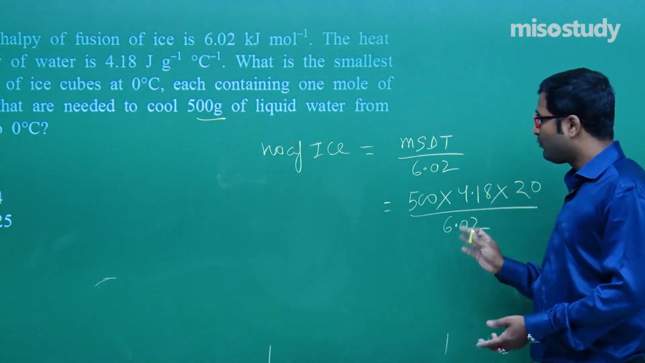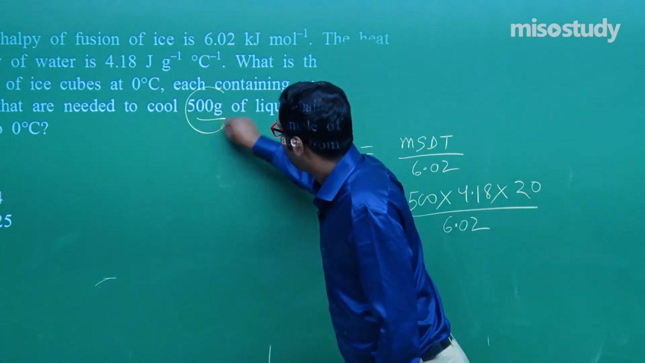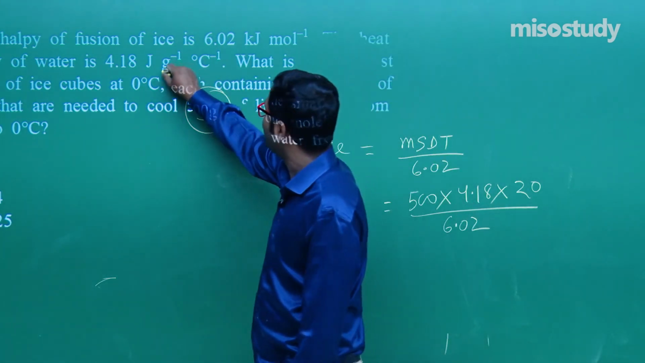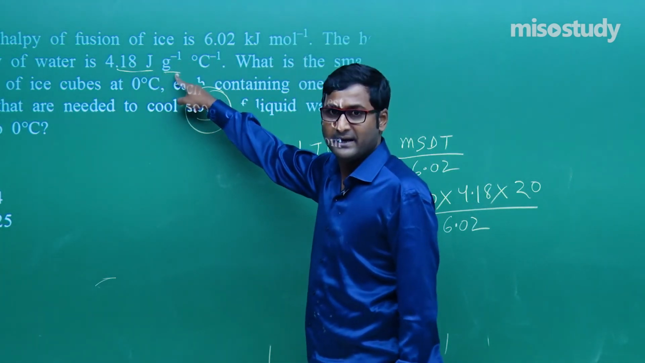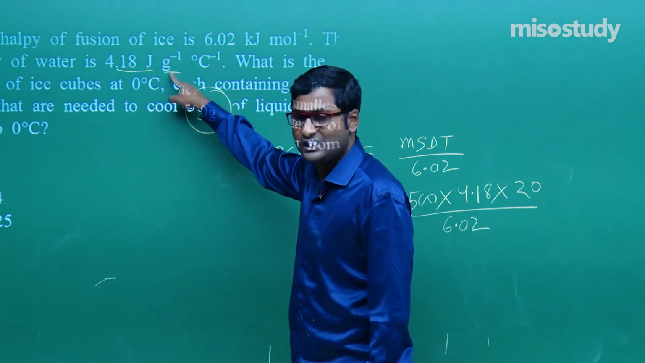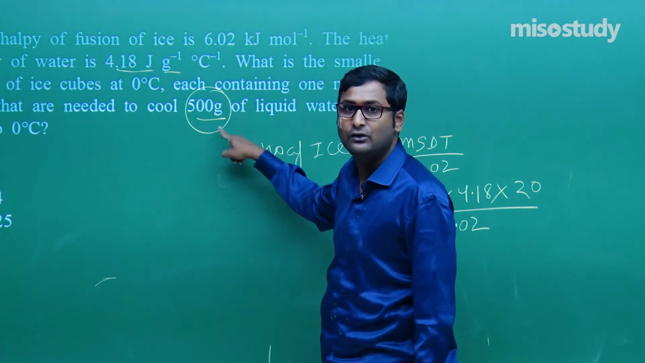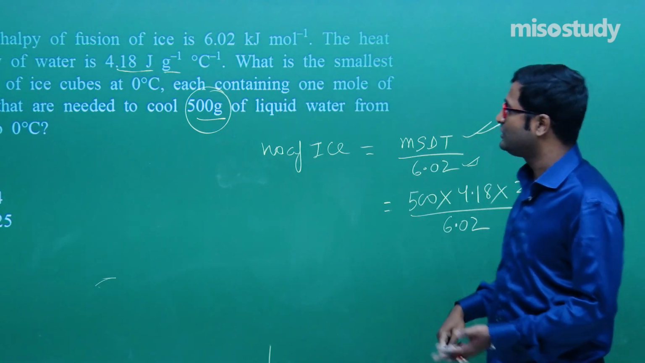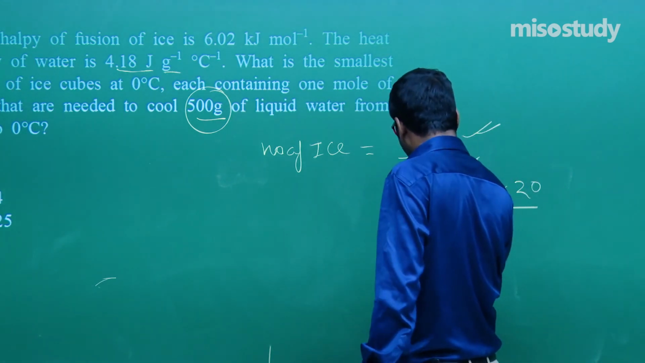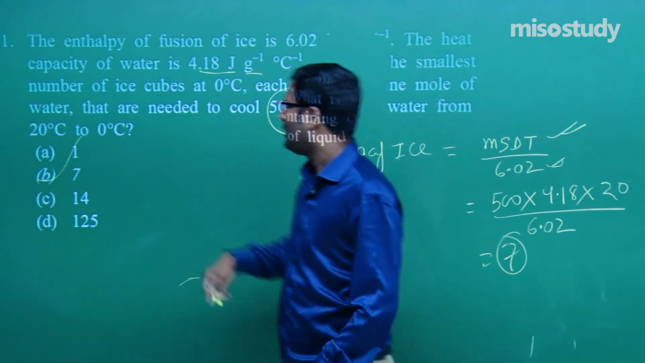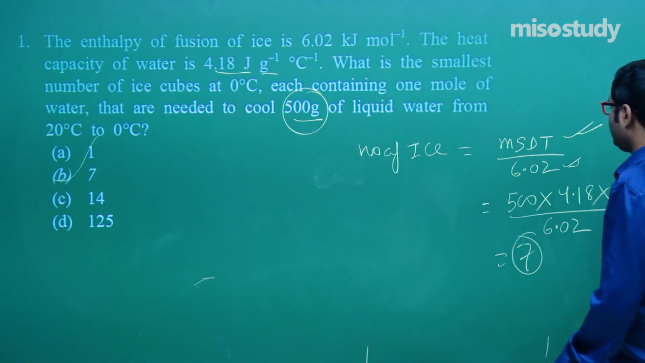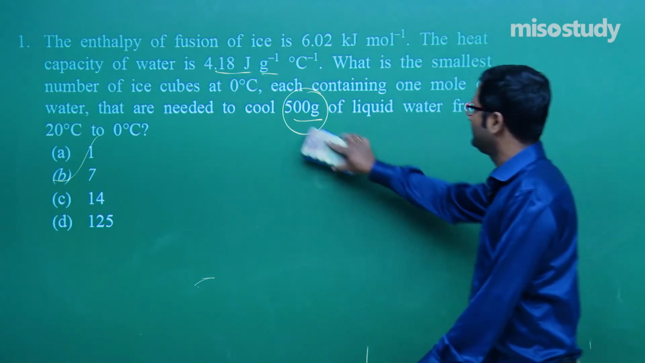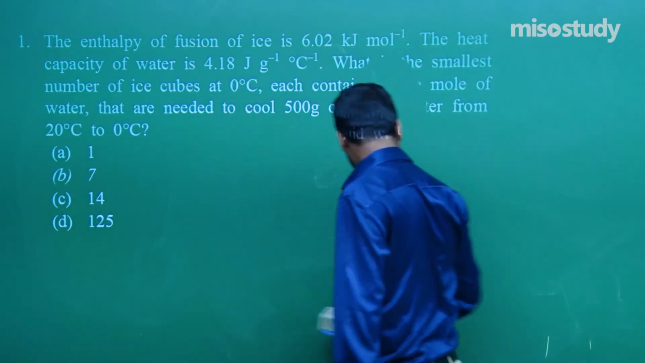Now one more thing I have to mention here. Mass in gram, because here the value is in gram. If here the value is in kg, then you have to convert the gram into kg, and the general formula is m s delta theta upon 6.02. So after solving, the value is 7. So this is the option. Clear to you? Now I'm going to rub this part and we'll discuss the next one.